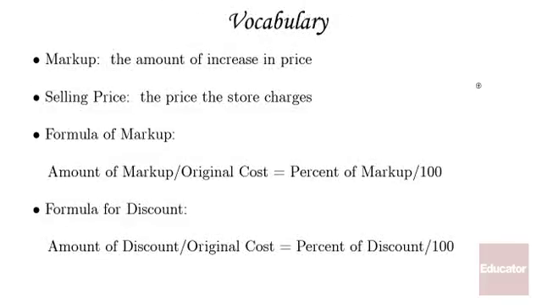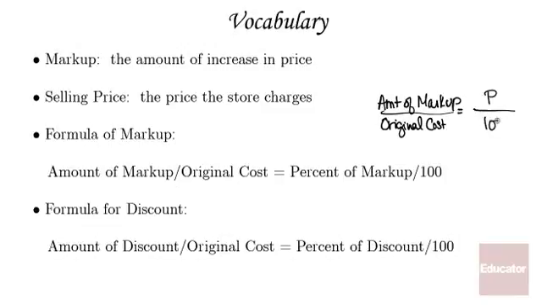Markup represents the amount of increase in a price. The selling price is the price that the store charges. The formula of markup is the amount of markup over the original cost equals the percent of markup over 100. This proportion is very similar to the percent of change in the previous lesson. So you'd see the amount of markup, so how much more is that item over the original cost, what the store paid for the item, over the percent of markup, usually represented by P over 100.